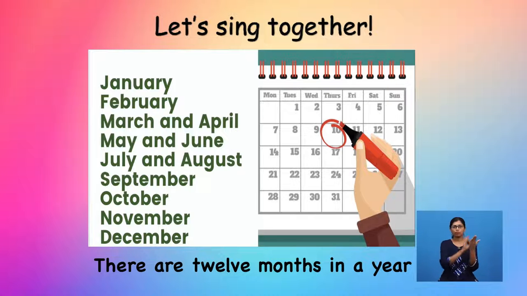January, February, March and April, May and June, July and August, September, October, November, December. There are 12 months in a year.